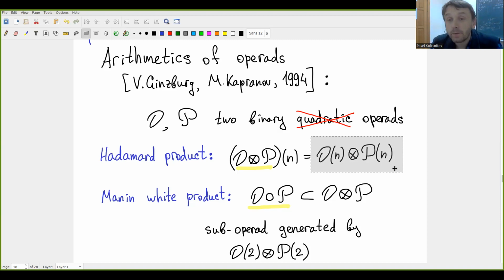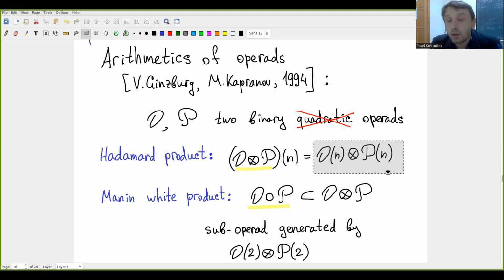But this operad, the Hadamard product, is actually very large. Even if O and P were quadratic, even if they were binary, the resulting operad may not be binary.